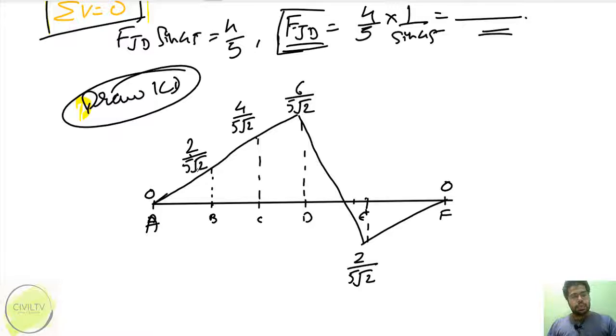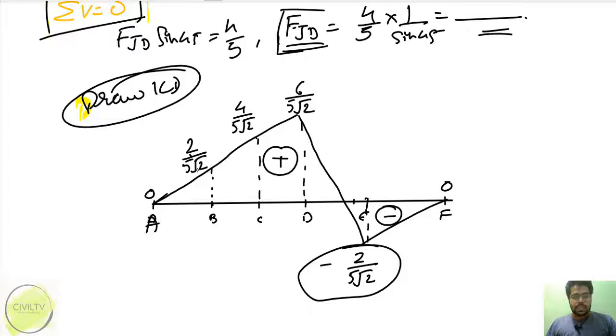Then I applied a unit load at the next joint, and I saw that 4 upon 5 root 2 amount of force was there in member GD. Similarly, when I applied a unit load at the next joint, 6 upon 5 root 2 amount of force was there in member GD. So these are all positive values and these are all negative values. When I applied a unit load at joint E, my answer came out negative, minus 2 upon 5 root 2. So hence there is a change in section.